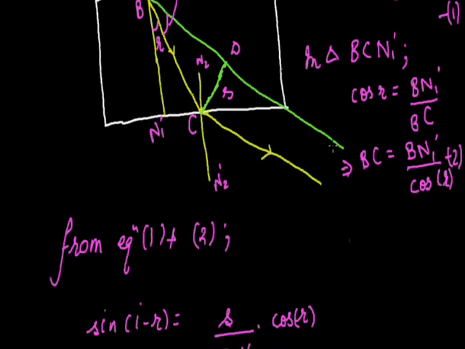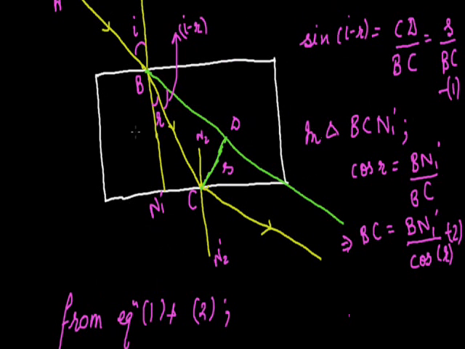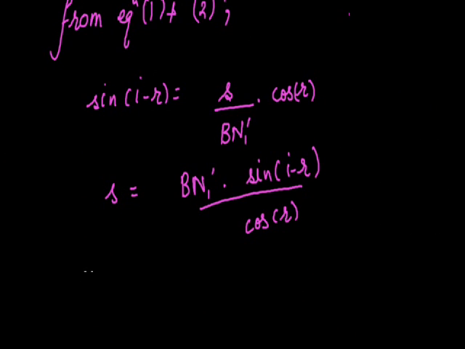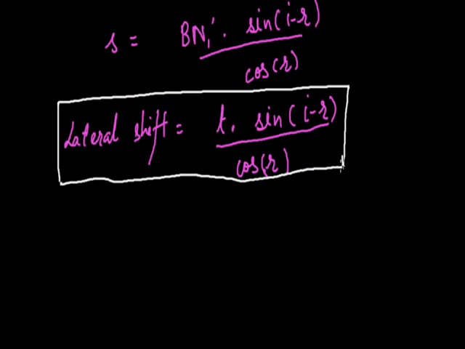Now, if we see this diagram, then BN1 dash is equivalent to the thickness of the glass slab. If we write this thickness as T, then in this equation we can write the lateral shift S. So this is the final equation for the lateral shift, and we can see that this lateral shift can have the maximum value, equivalent to the thickness of the glass slab T, when the sine of I minus R is equal to 1 and cos of R is also equal to 1.